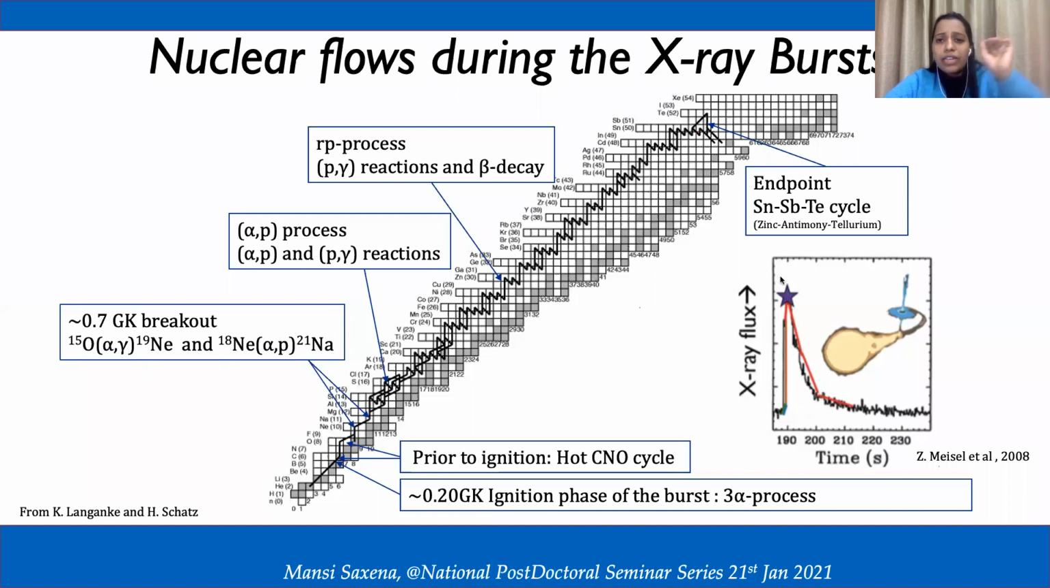But I should add here that ultimately the length of the reaction chain depends on the amount of hydrogen that is still present and also on the maximum temperature that has been reached. Now, all these different processes shape the different parts of the X-ray burst light curve as depicted here.